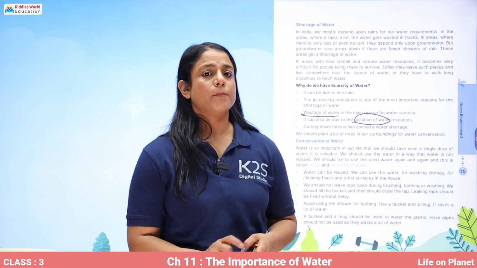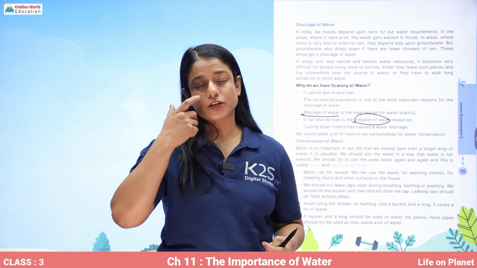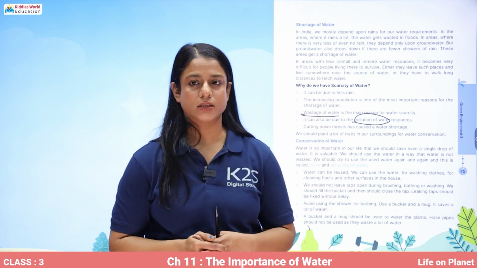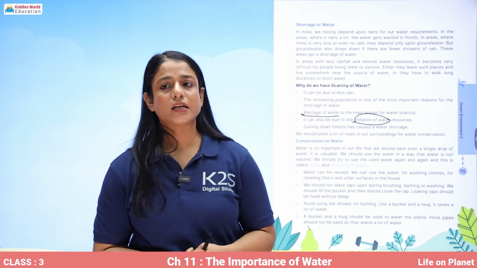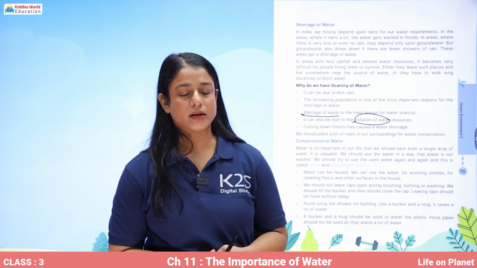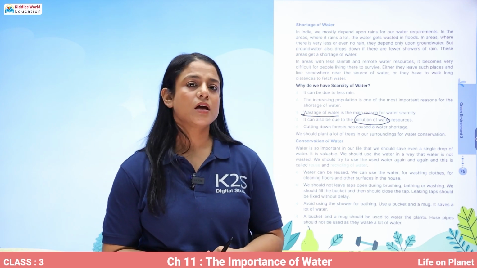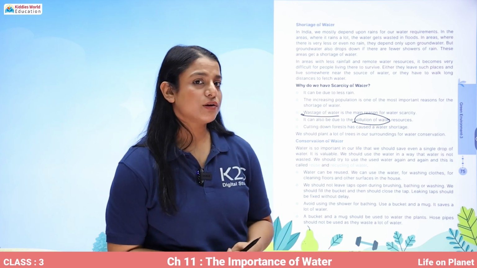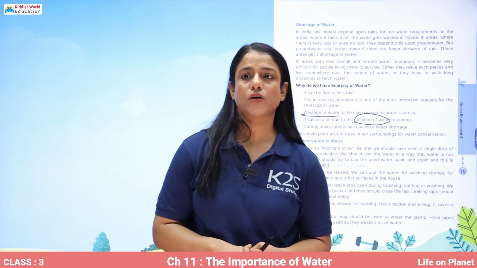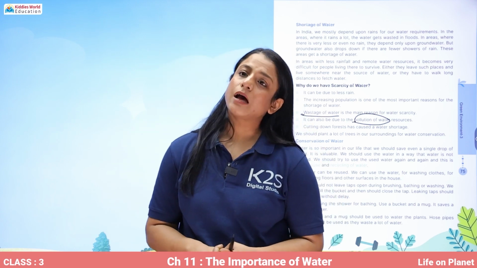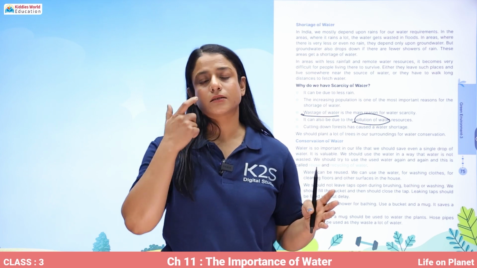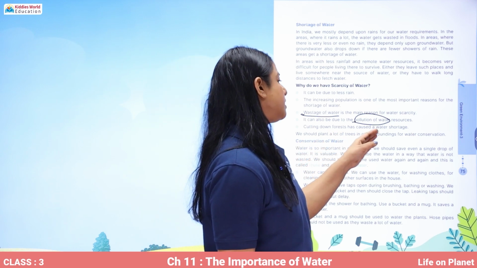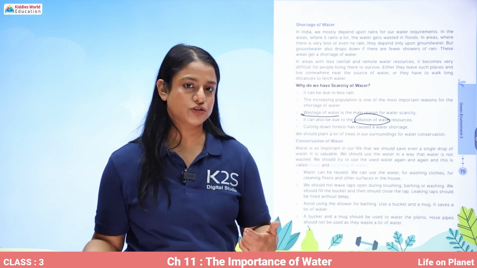Because trees, when they breathe, produce a lot of water vapors. So when there are no trees, there will be less water vapors, then less rainfall. Also, trees act as a natural barrier in the situation of flood. So when the trees are being cut down, the floods waste a lot of water. We should plant a lot of trees in our surroundings for water conservation.